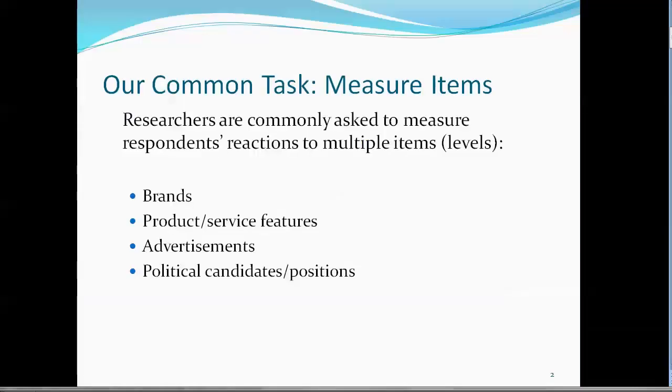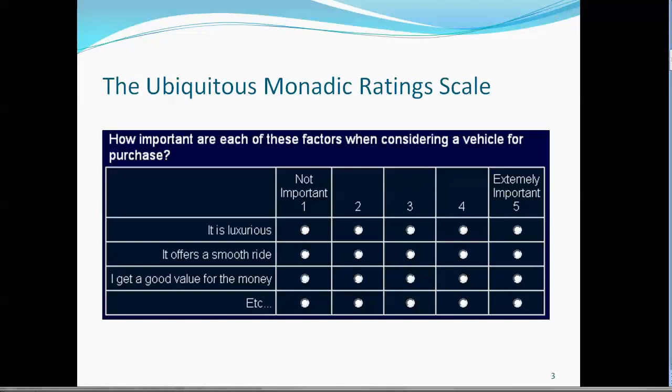In market research, our common task is to measure items. We're commonly asked to measure brands, products, services, features, advertisements, political candidates, positions, all sorts of things. We want to learn importance and preference, and typically what we do is the ubiquitous monadic rating scale. That fancy word means essentially a grid, a rating scale, where we show the items and we ask people to rate them on, say, a 1 to 5 point scale or a 0 to 10 point scale.